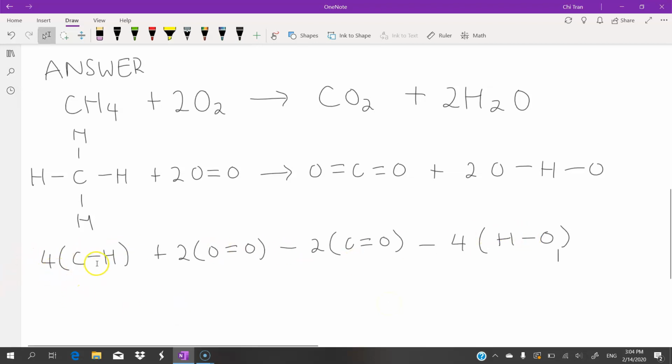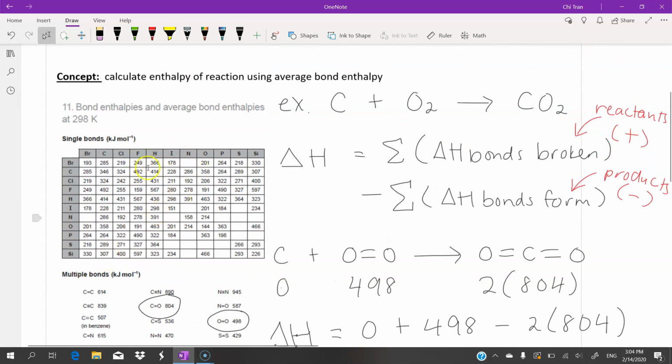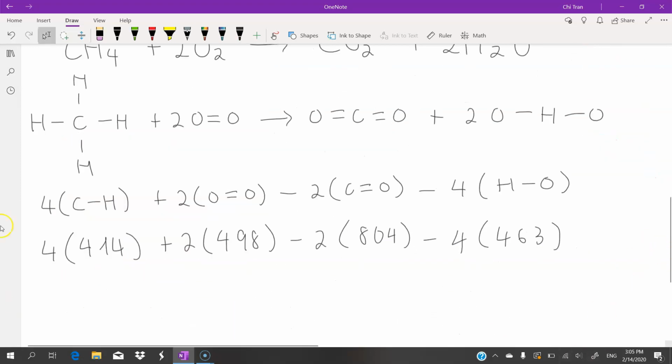And remember, the individual bonds need to be multiplied by their coefficient as well. And everything on the left side, the reactants, is positive, and everything on the right side, the products, is negative. And then we can plug in the individual values that can be found in section 11 right here. And we would have these values right here, and plug that into the calculator. We would have the answer: the enthalpy of reaction is equal to negative 808 kilojoules. And that's our final answer.